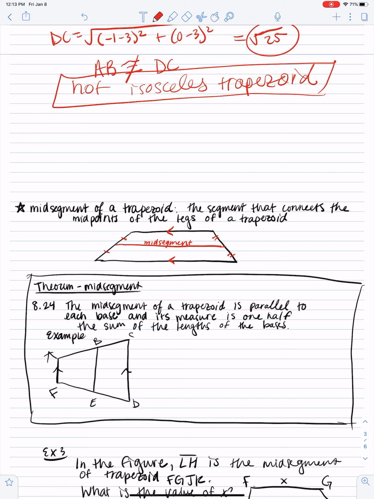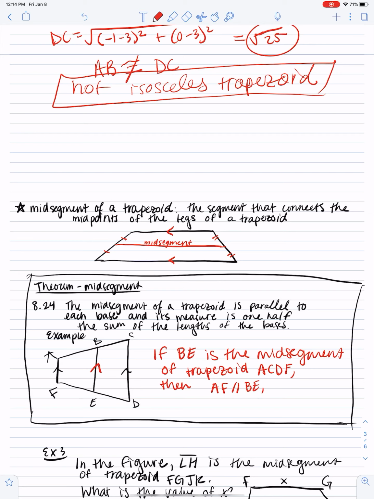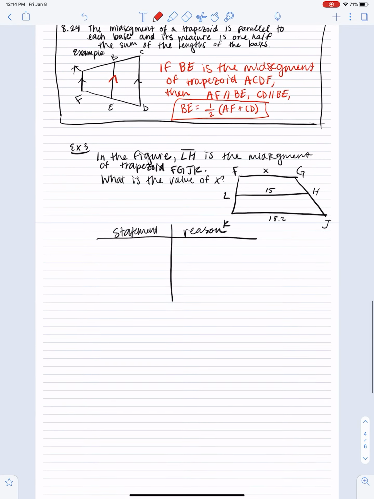So here's our example. If BE is the midsegment of trapezoid ACDF, then all these things hold. AF is parallel to BE, so they're parallel to each other, which also makes it parallel to CD. And BE is also 1/2 of the two added together, AF plus CD added together. So basically the average of the two, which makes sense because it's going to be a number in between the two. So this is an important equation to remember.